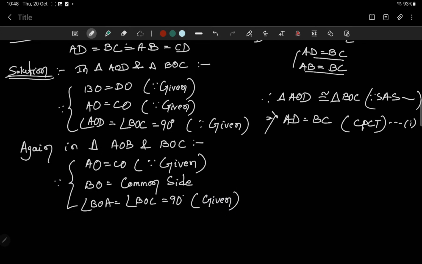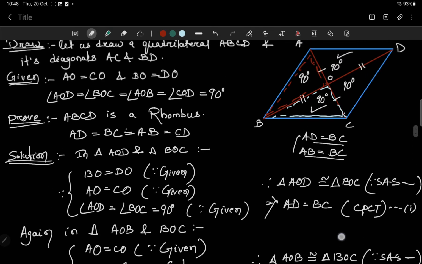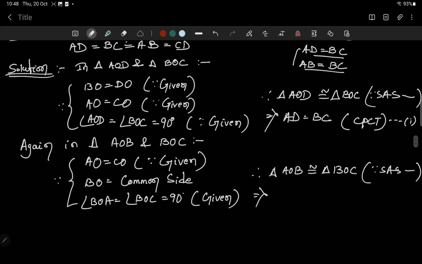Okay, so hence we can say that triangle AOB is congruent to triangle BOC due to again SAS congruency. So hence we can say that AB equals to BC. Why? Now due to CPCT. So let's make it as equation 2. Acha, this is equation 1, AD equals to BC. This is equation 2, AB equals to BC.